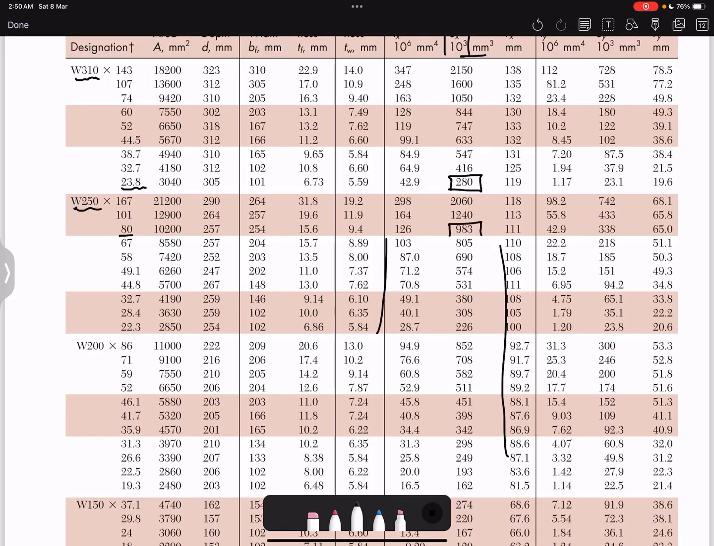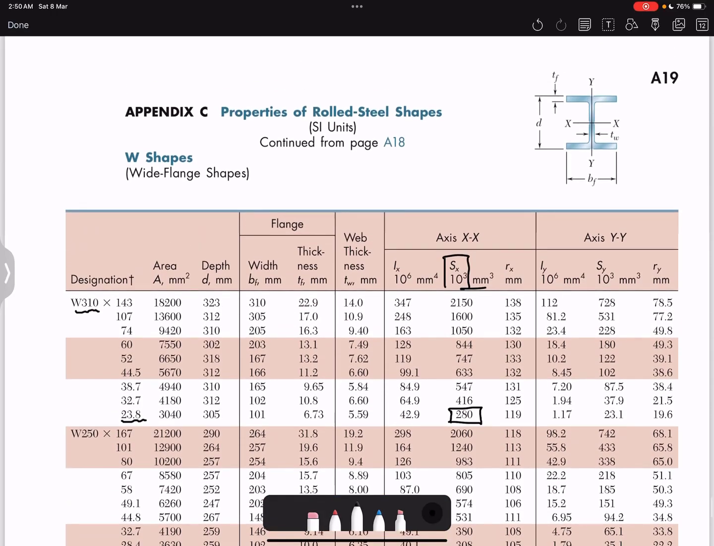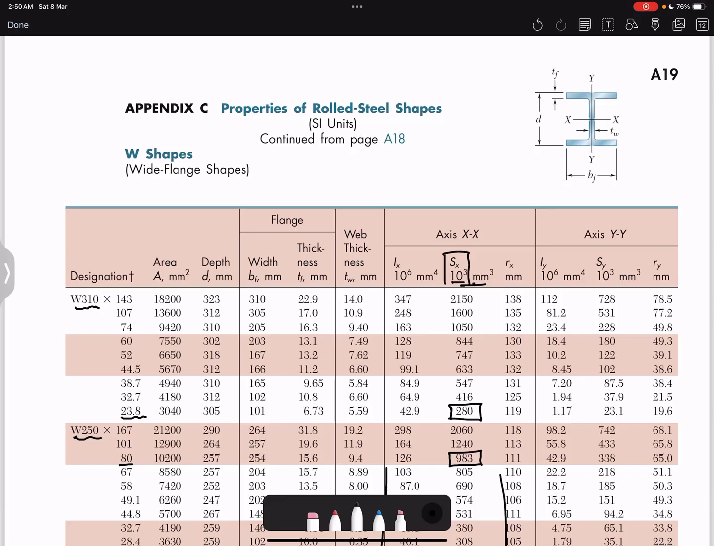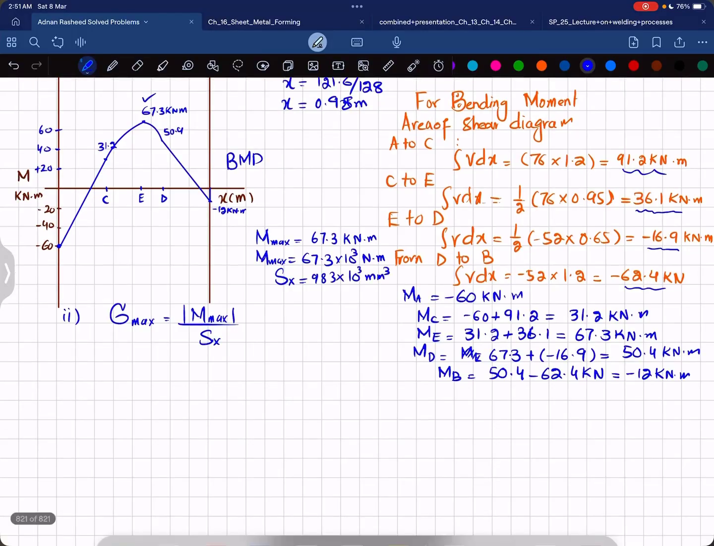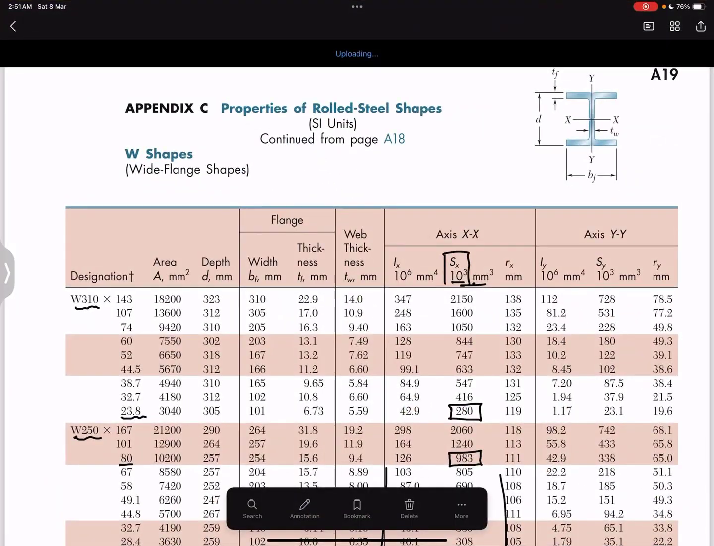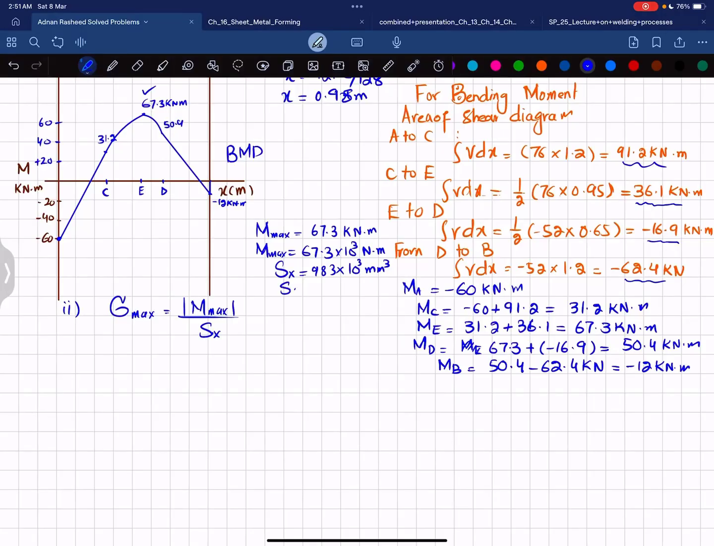So in that you will go to 983, but you have to go upward. And this is 10 to the power 3 cubic millimeter. So I will write it 983 into 10 to the power 3 cubic millimeter. Let me check it again. 10 to the power 3. Okay, yes. So in meter, it will be equal to 983 into 10 to the power 3, and it will be 10 to the power minus 9 cubic meter. This is not 12, this is minus 9. Okay. So 983 into 10 to the power minus 6 cubic meter will be Sx.